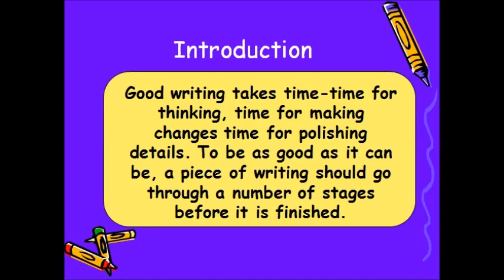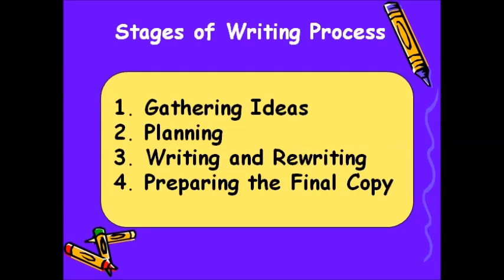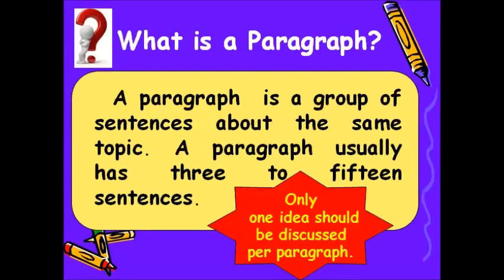Introduction. Good writing takes time. Time for thinking, time for making changes, time for polishing details. To be as good as it can be, a piece of writing should go through a number of stages before it is finished. Here are some important stages of the writing process. If you follow these steps, you can achieve some good skills for writing. There are four stages in the writing process. They are gathering ideas, planning, writing and rewriting, and preparing the final copy.